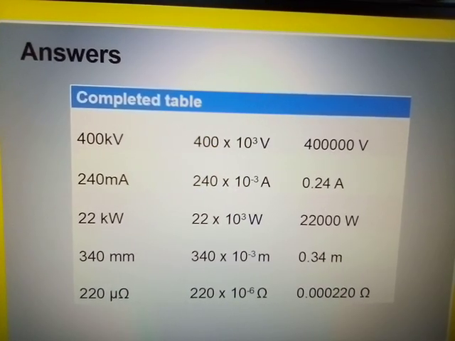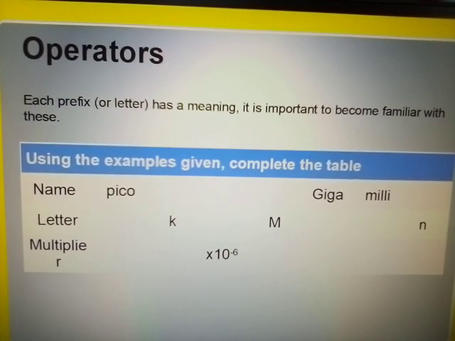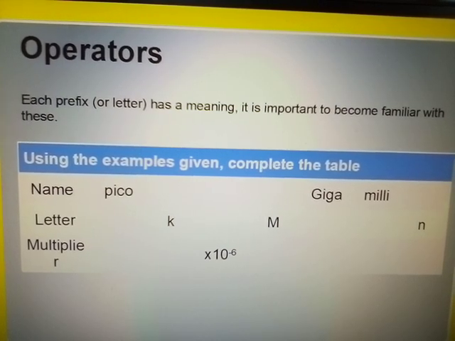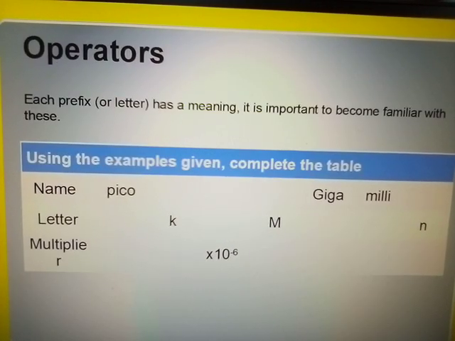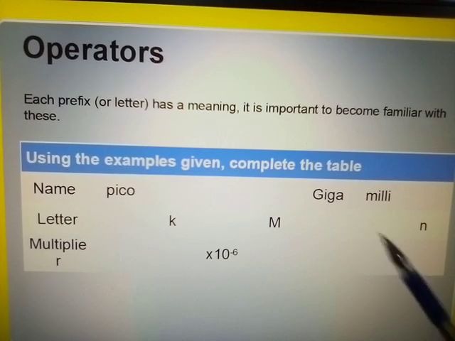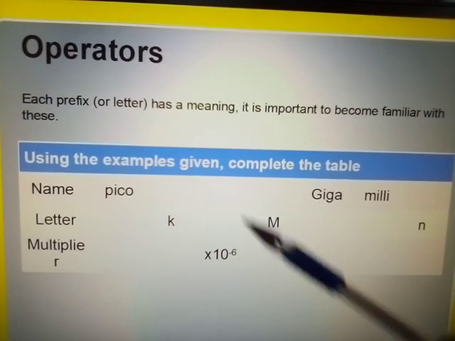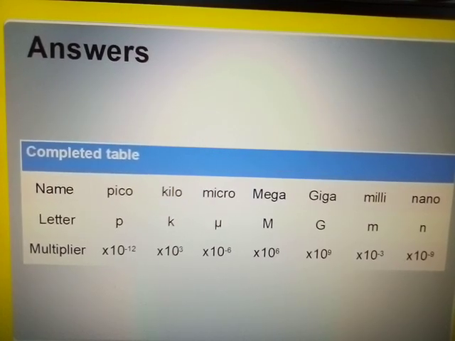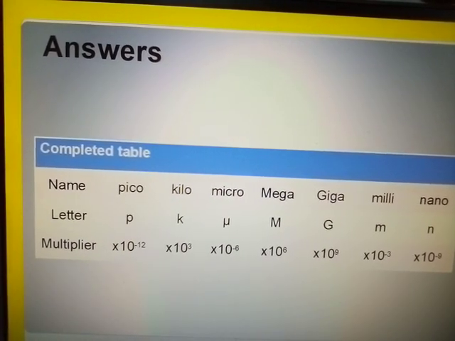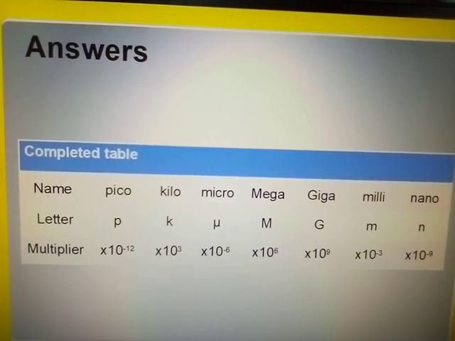Okay. Now each prefix or letter has a meaning. It is important to become familiar with these. Okay. So again, you will fill in this box of your own accord before you proceed. Now, you cannot write on the screen, so please write out the table in your own writing pad. Then see what the answers are. Okay.